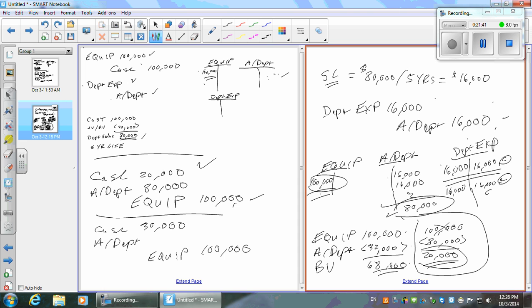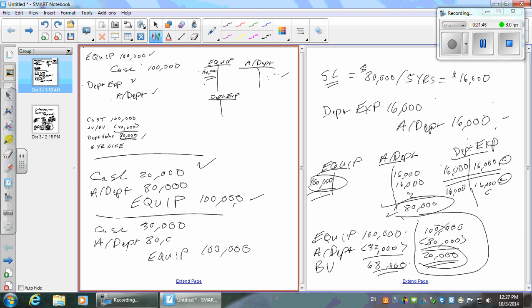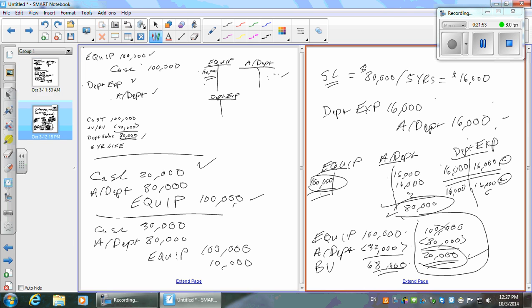What do you want to do? You want to get rid of it. What do you have to do? Debit it for 80. Oh, no. I need another credit for 10. Will you tell me what happened if you have a 20,000 book value asset and you sold it for 30?